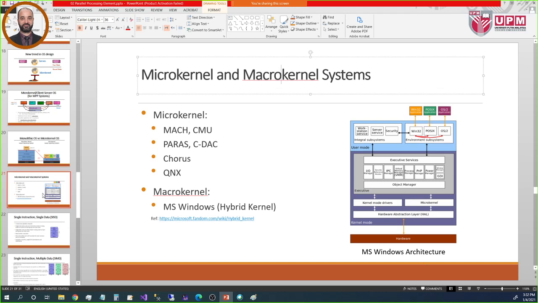Okay. Then after that, we have the executive. Inside the executive, we have the I/O, the security, the IPC, virtual memory, process manager, and many other things. Then after that, we go to the user space, and in the user space we could have the applications and so on.